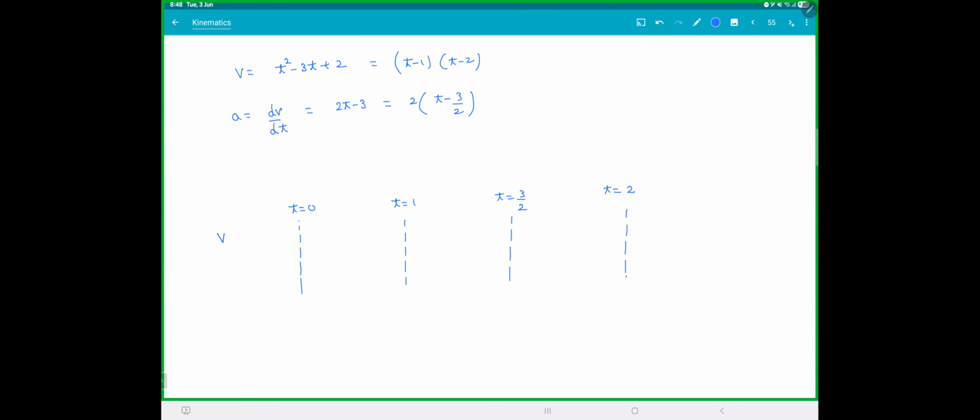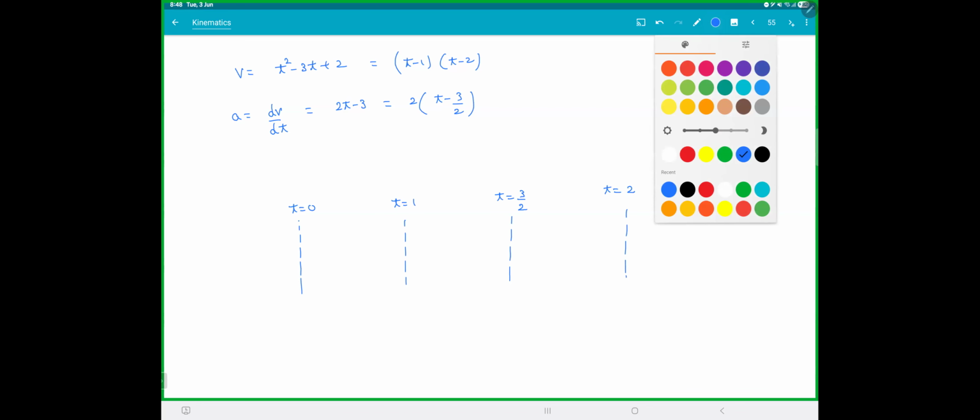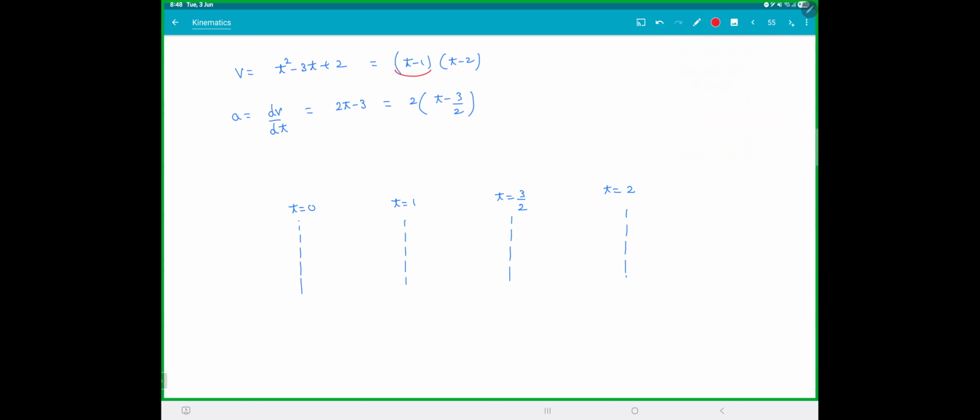So first look at the velocity. When you go from 0 to 1, t minus 1 is negative, t minus 2 is negative. Both are negative, so velocity is positive in this region. But look at the acceleration. When you go from 0 to 1, acceleration is negative. Are you getting what I did? If t is less than 1, so this is the time interval between 0 and 1, t minus 1 is negative, t minus 2 is negative. Negative times negative is positive, but acceleration will be negative.